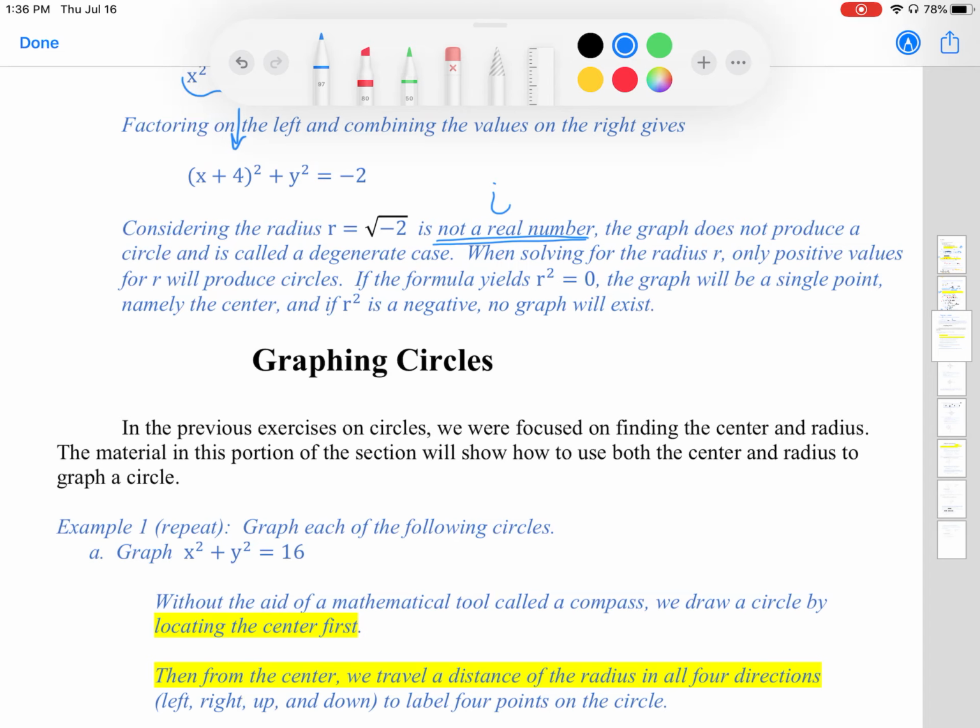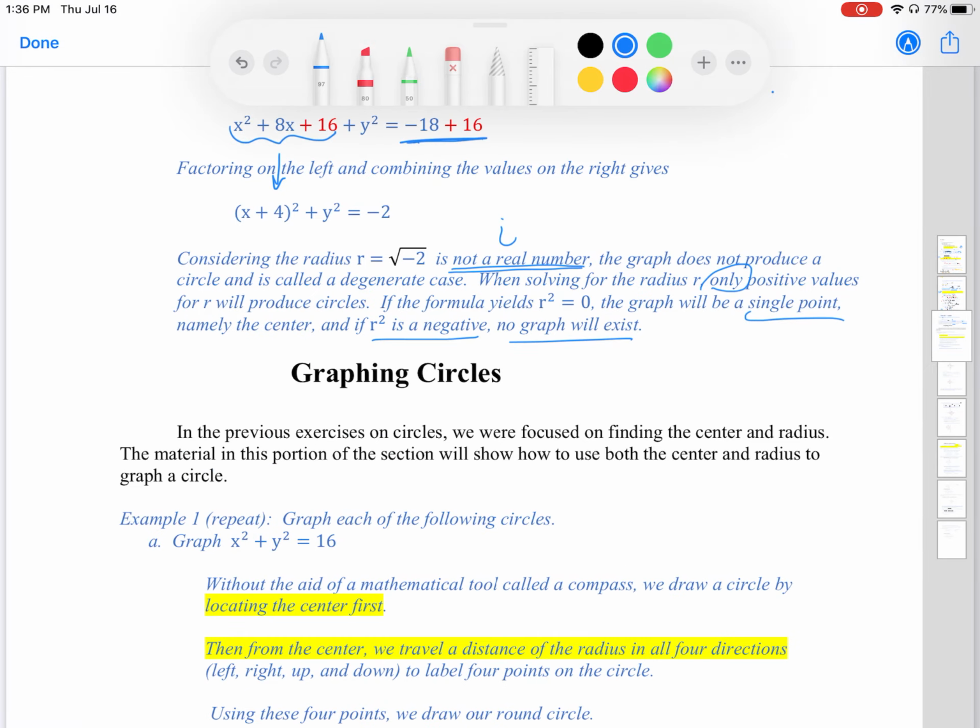When solving for the radius r, only positive values for r will produce circles. If the formula yields r squared equals 0, the graph will be a single point, namely the center. If r squared is negative, no graph will exist.